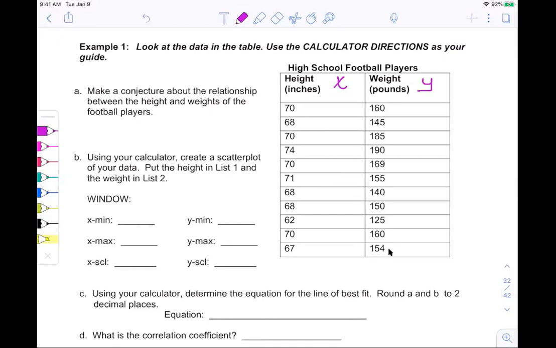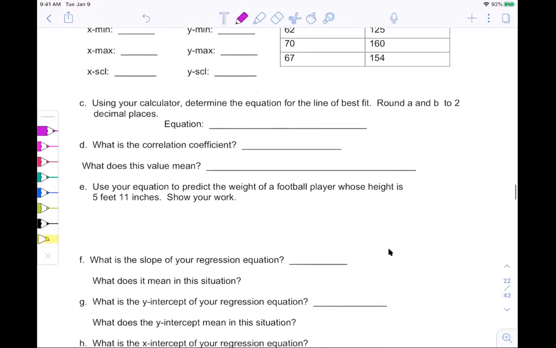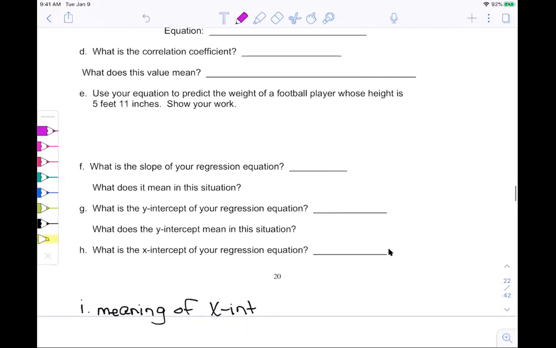So we're going to see if we can graph this, create a scatter plot, find that best fit line or the linear regression equation, find the correlation coefficient, and then underneath that, there are other questions that we're going to try and use the equation for. So once we get that equation, we're going to see if we can try and answer parts of that equation or interpret parts of the equation.